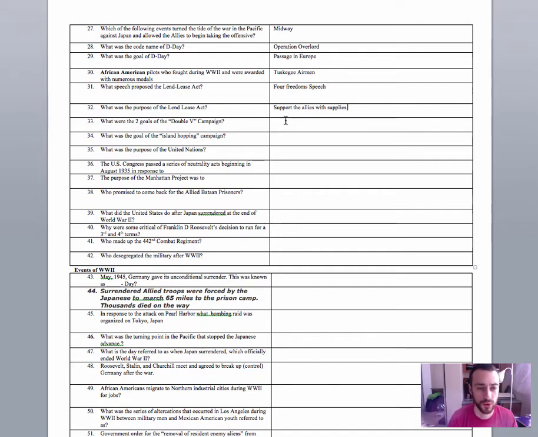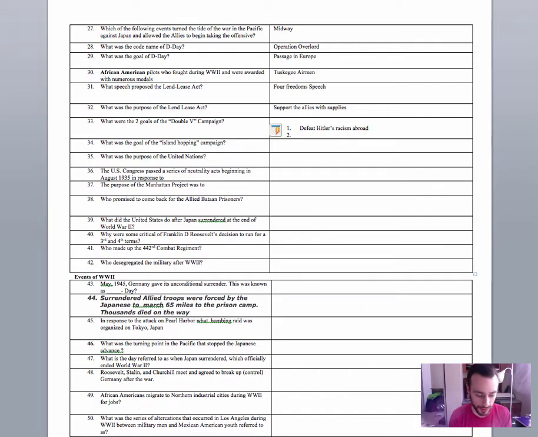What were the two goals of the Double V campaign? So, goal number 1, defeat Hitler's racism abroad, or you can just put even racism abroad in the whole world, and defeat America's racism. Or defeat America's racism against African Americans.